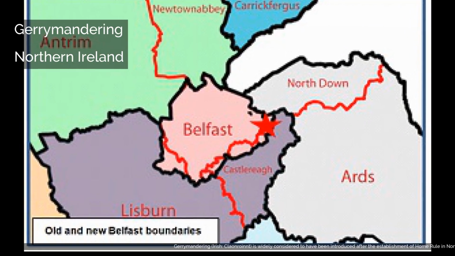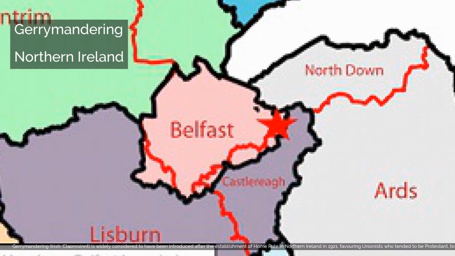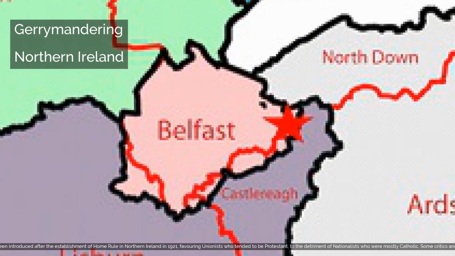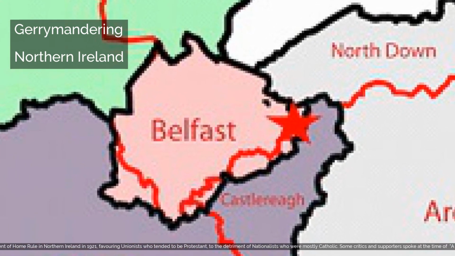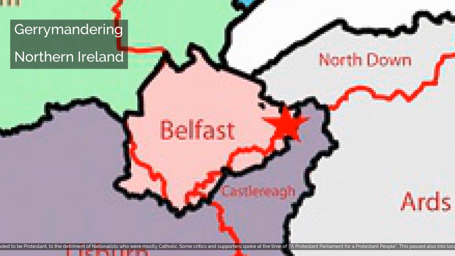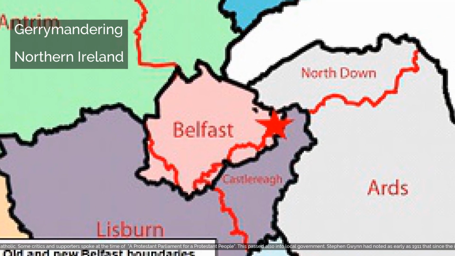Gerrymandering, Irish, Clay and Rowan, is widely considered to have been introduced after the establishment of Home Rule in Northern Ireland in 1921, favoring Unionists who tended to be Protestant, to the detriment of Nationalists who were mostly Catholic. Some critics and supporters spoke at the time of a Protestant Parliament for a Protestant people. This passed also into local government.